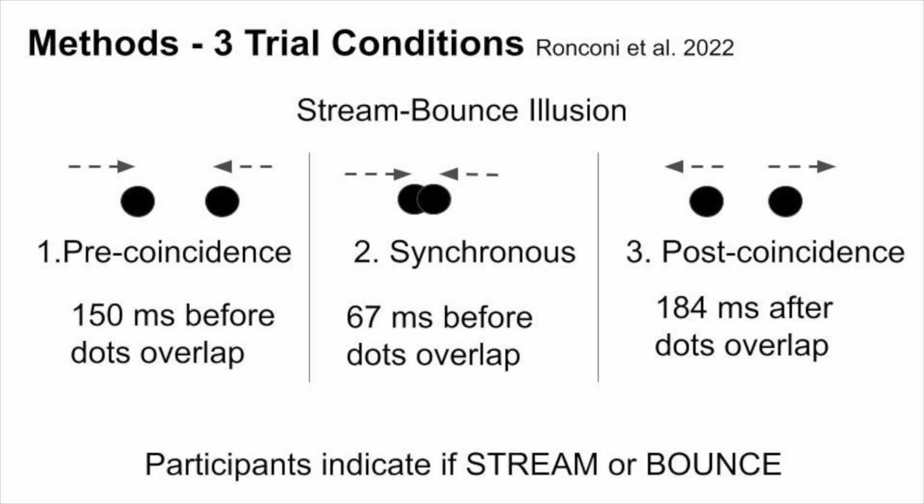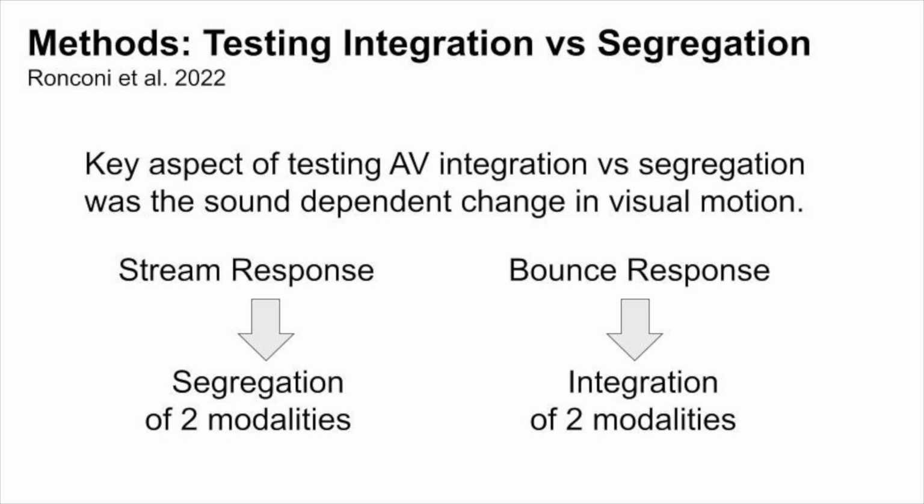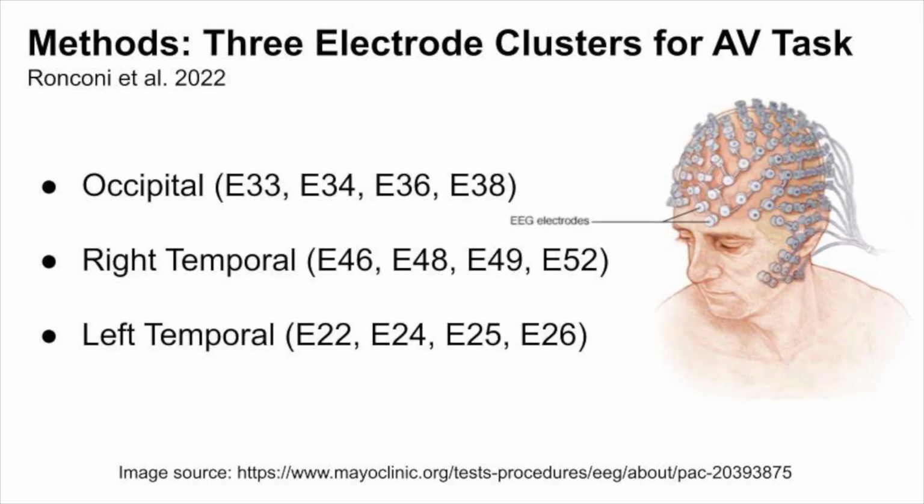Participants had to say if it was stream or bounce. A sound-dependent change in visual motion was the key to testing audio-video integration versus segregation. A stream meant segregation. A bounce meant integration. Since this was an audio-visual task, the focus was on EEG electrodes in the occipital and temporal clusters.